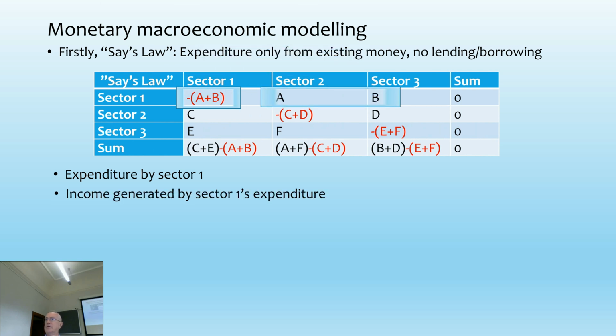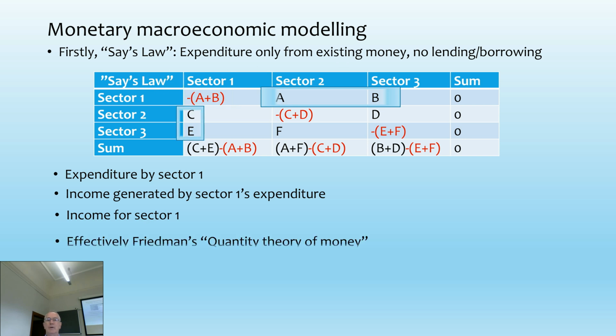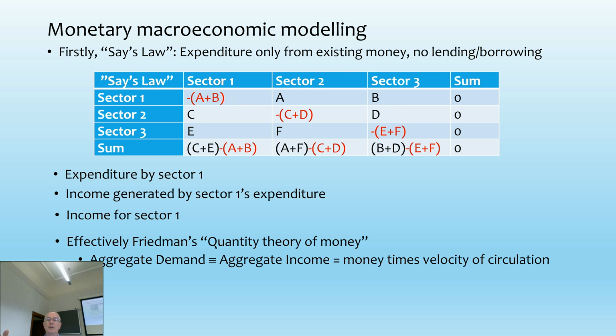So there's expenditure by sector 1, and that's who it's spending it on, so that necessarily sums to zero. That's income for sector 1, which can differ from their expenditure. But in the aggregate, everything sums to zero. This is one of the reasons we work with gross rather than net, because the net is zero. So that's effectively the quantity theory of money, because aggregate demand is identical to aggregate income, and it equals effectively the turnover of existing money. There's no new money being created there.